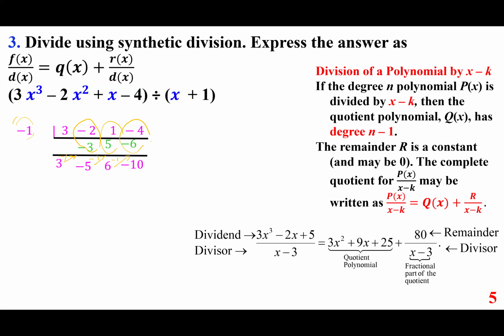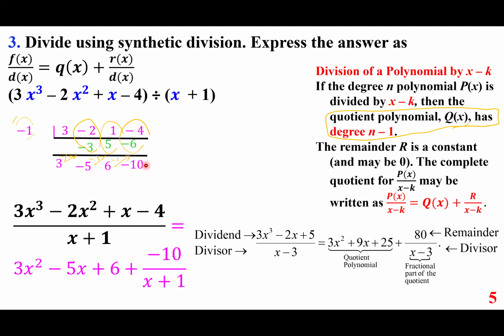So going back to here, this is of degree 3, this is of degree 1, the result is of degree n minus 1, 2. So 3x squared minus 5x plus 6, and minus 10 is the remainder. So we write it in this fashion: 3x squared minus 5x plus 6 minus 10 over x plus 1.